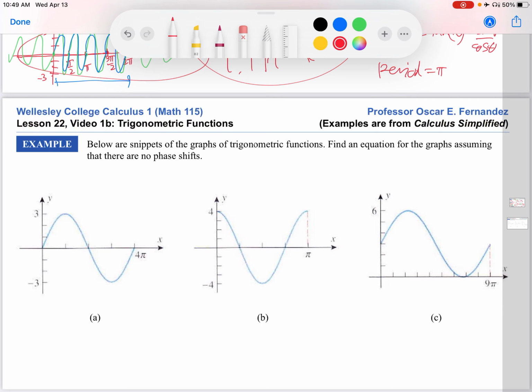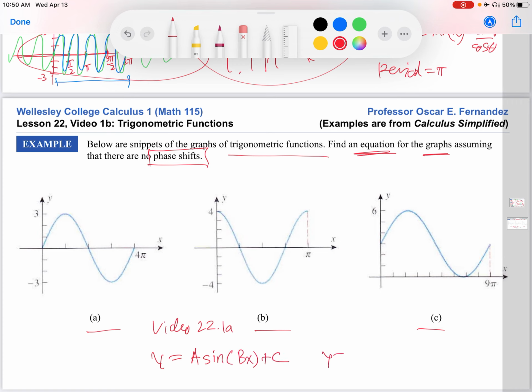Okay, so what's going on here? We have three graphs that were given of trigonometric functions, and we're asked to find an equation for these graphs, assuming that there are no phase shifts. You may have heard about this term or may not, right? In the previous video, video 22.1a, we talked about the standard form of an equation for sine or cosine. They both have these standard forms. And we talked about C being the midline, B being the angular frequency, and then we talked about how to find the period from there, and the absolute value of A being the amplitude.